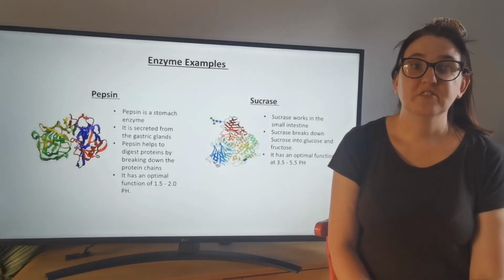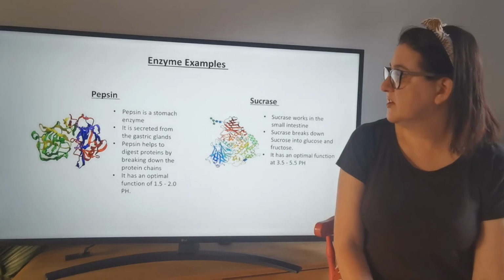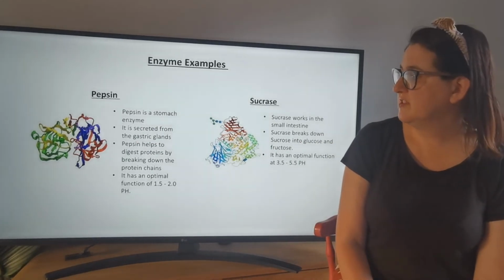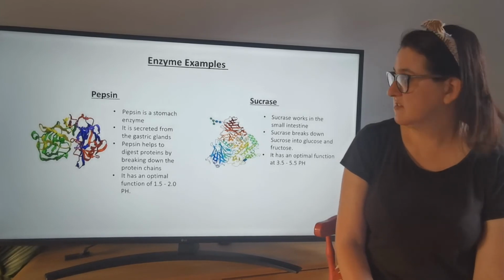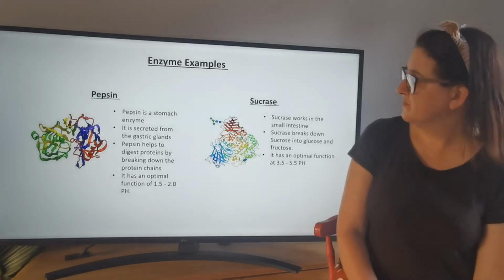Here are two enzyme examples. Pepsin. Pepsin is a stomach enzyme. It is secreted from the gastric glands. Pepsin helps to digest proteins by breaking down the protein chains. It has an optimal function of 1.5 to 2 pH.